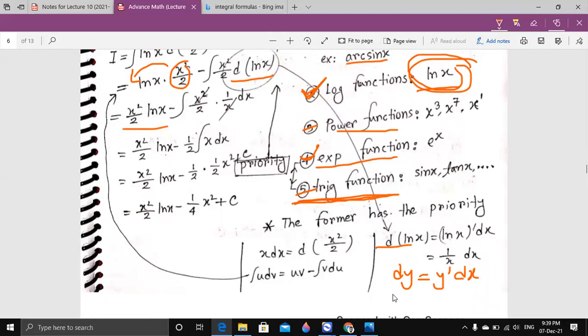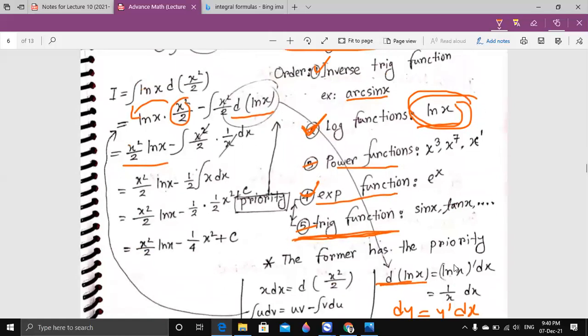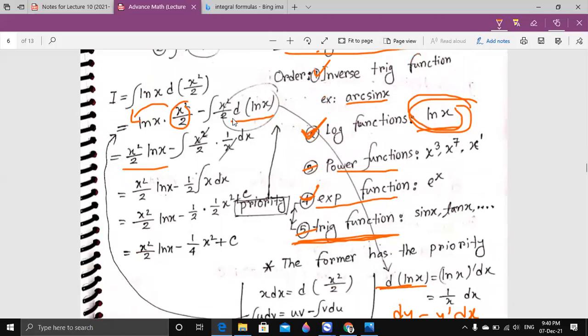Okay, so from this formula, dy is equal to y derivative dx. We can write down d ln x equal ln x derivative dx. That means 1 by x dx. So this part d ln x, I write down here 1 by x dx, and you can cancel x from here. So you get integration of x dx, right?